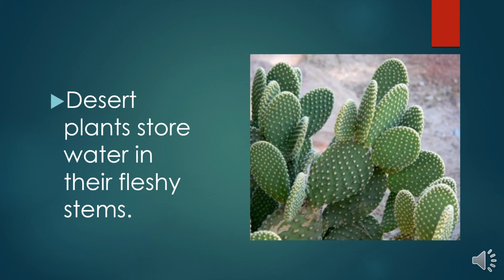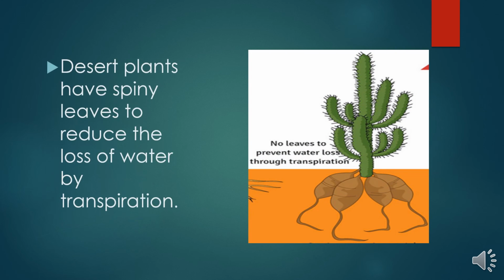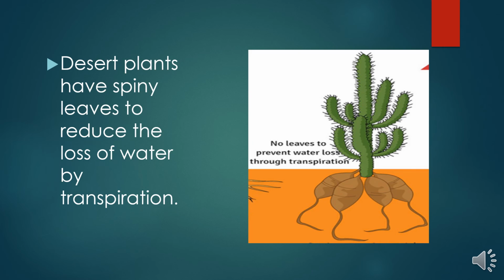Desert plants store water in their fleshy stems. Fleshy means thick. Also, desert plants have spiny leaves. The leaves of the desert plants are often changed into spines to reduce the loss of water by transpiration.